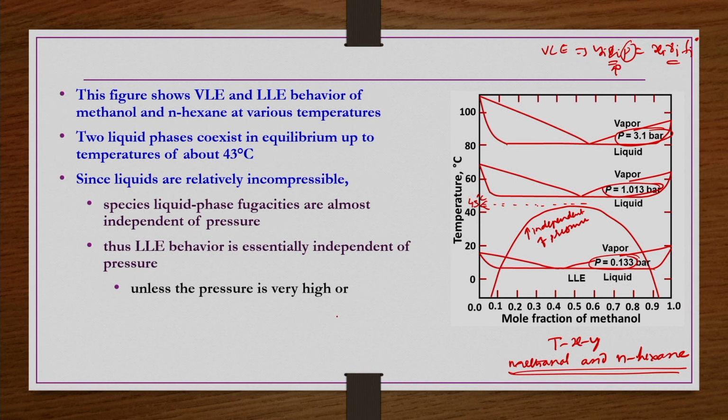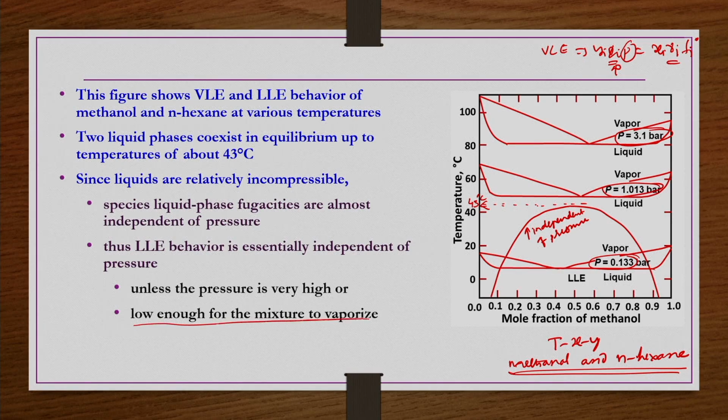Unless the pressure is very high. If the pressure is very high, then the non-ideality of the liquid phase is also going to be affected by the pressure. Those things we have not taken up. Or otherwise, if the pressure is low enough for the mixture to vaporize, then though you maintain a low temperature, if the pressure is very low, one of the components may be vaporizing, and vapor liquid equilibrium may also be possible.